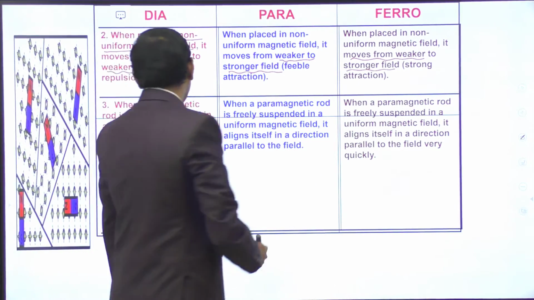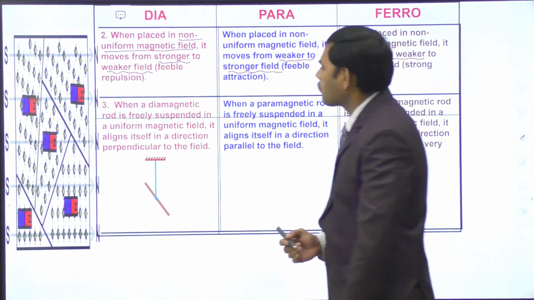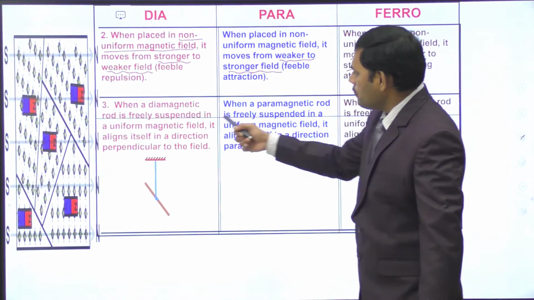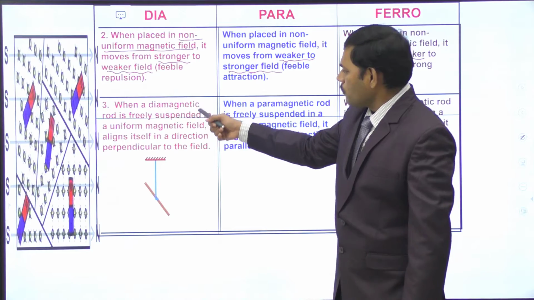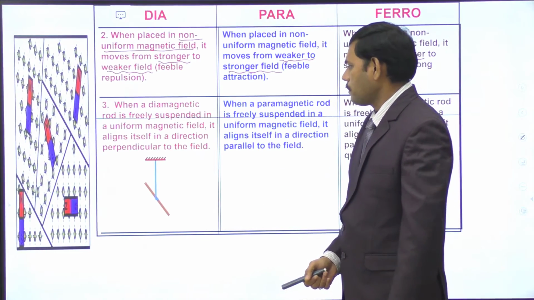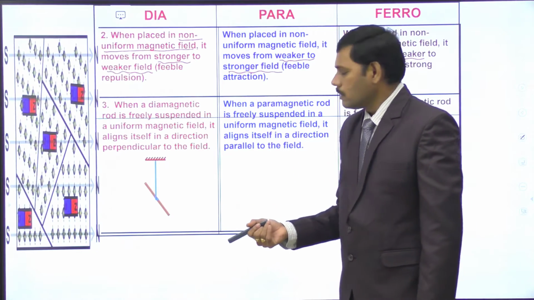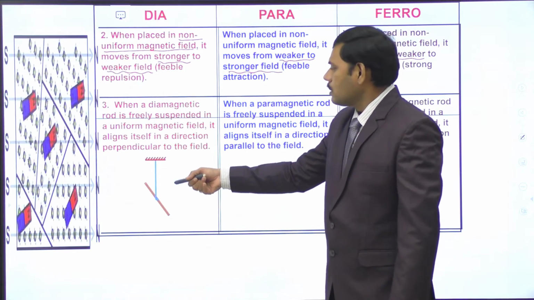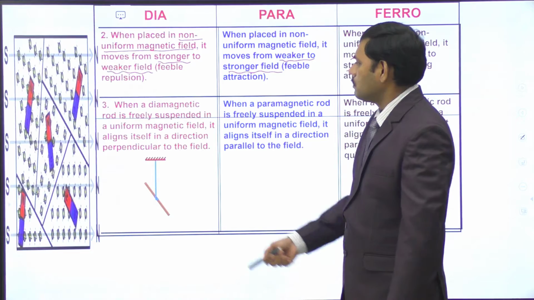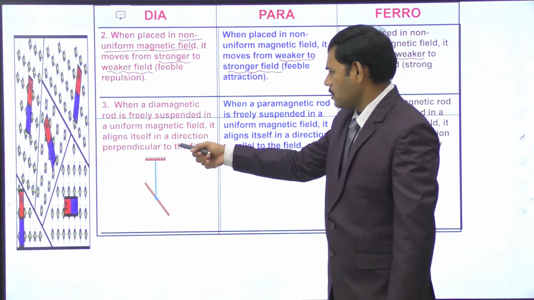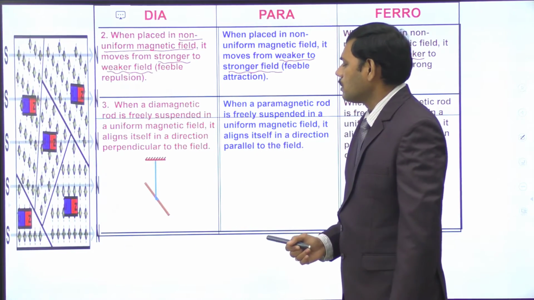Coming to one more property. When a diamagnetic rod is freely suspended in a uniform magnetic field, let this be a diamagnetic material such as copper, we suspend this diamagnetic substance in a uniform magnetic field.